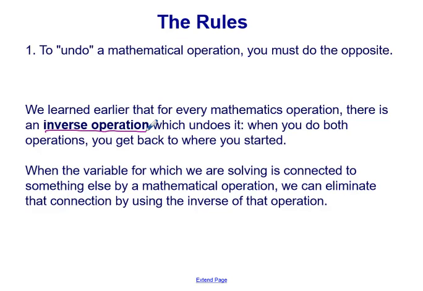So when the variable for which we are solving is connected to something else by a mathematical operation, we can eliminate that connection by using the inverse of that operation. We want to get the something by itself. Again, we're taking advantage of these inverse operations.